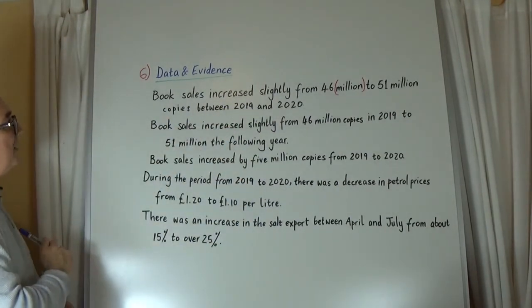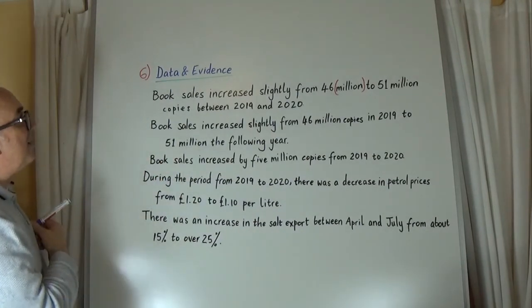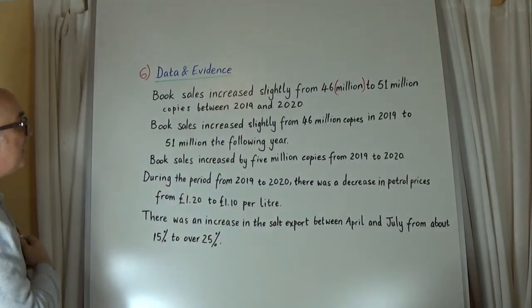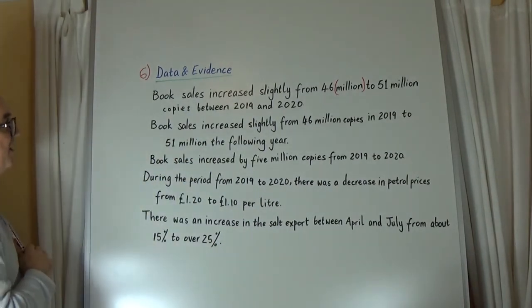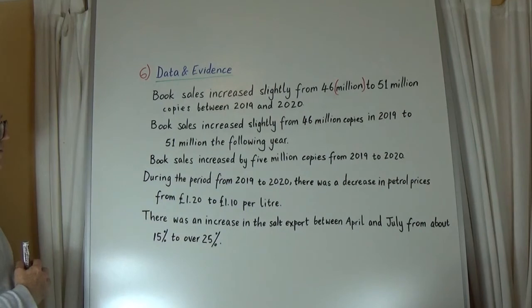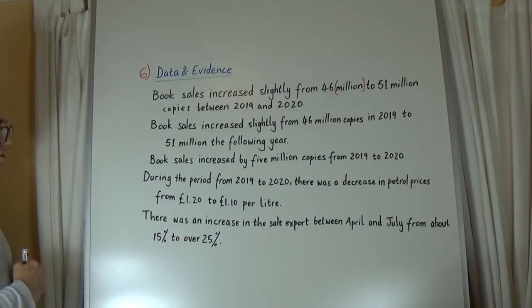46 to 51 million copies. Book sales increased slightly from 46 million copies in 2019 to 51 million the following year. So here we're saying the following year. All of which, if you use these kinds of ways of expressing the information on your graph, will assist you in getting a higher band score.